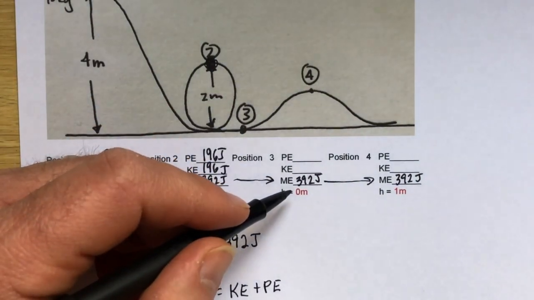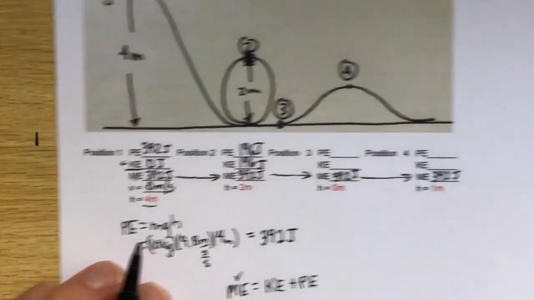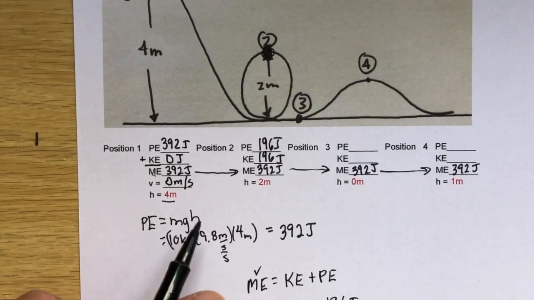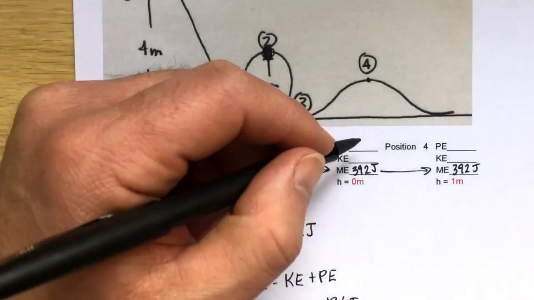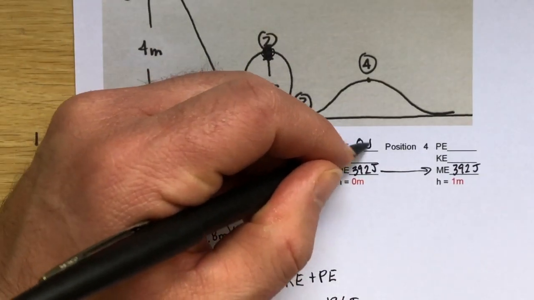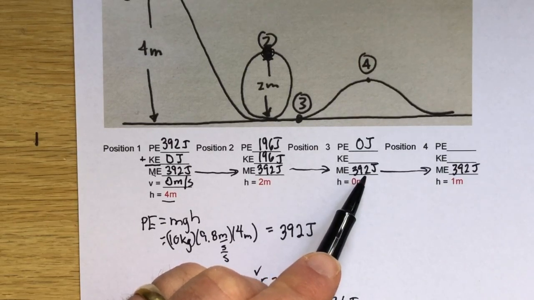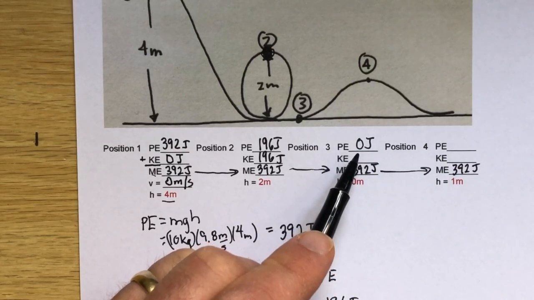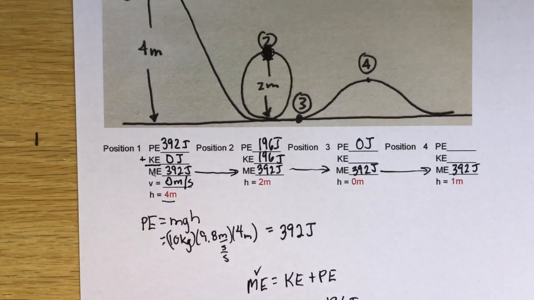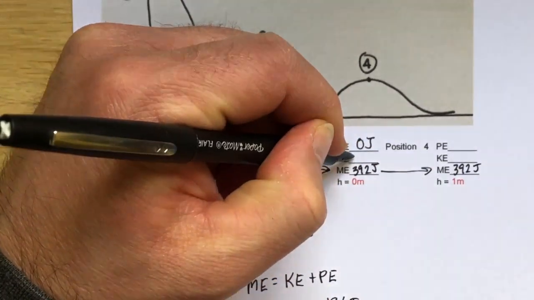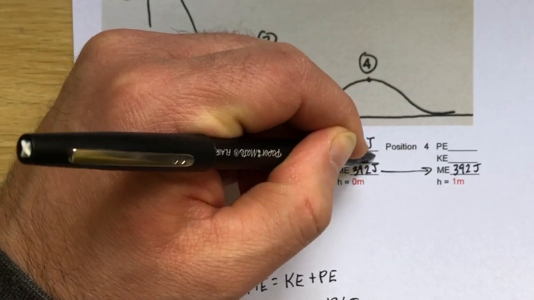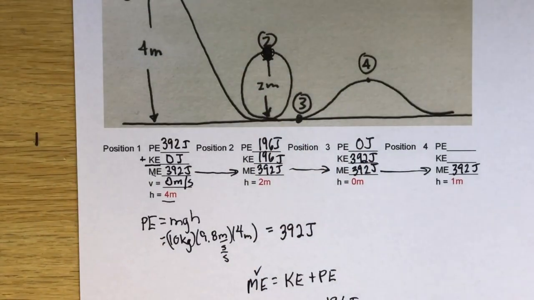The height is 0. Well, if you have no height and potential energy is mass times gravity times height, or in this case times 0, we know the potential energy must be 0 as well. All right, now once again, I have 392 joules of mechanical energy, and if none of it is coming from potential energy, then it all must be coming from kinetic energy. So just by logic, we can figure out that all of the energy has transferred or transformed into kinetic energy.